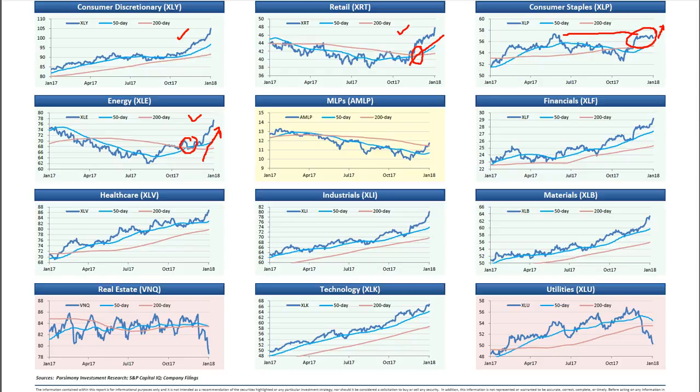MLPs, so this one's yellow. The 50-day is still below the 200-day, which is why we're showing it yellow. But the price of the index has come up above the 200-day moving average, which is a bullish sign. So this is one where, even though we've had a nice run in MLPs just recently, you saw it was one of the best performing sectors year to date, I think there's still a lot of room to probably move here.